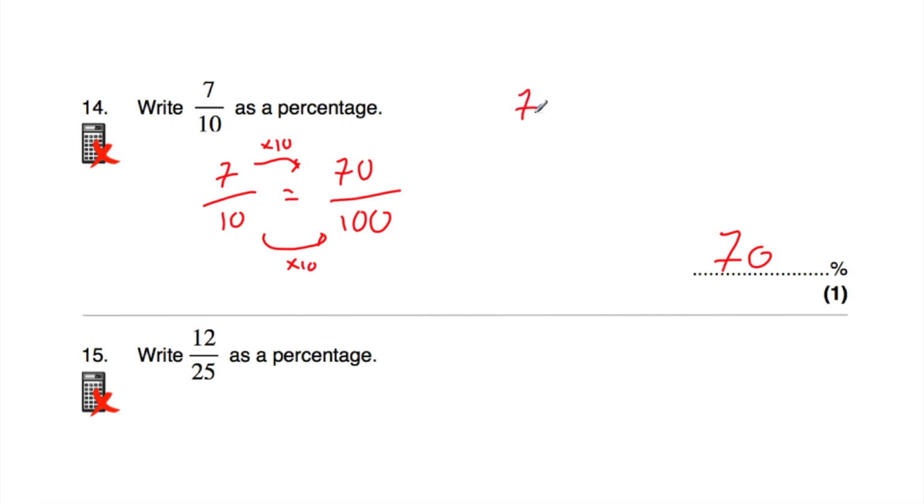Alternatively, we could take the numerator, the 7, and divide that by the denominator to get it as a decimal. So how many 10s go into 7? 0 remainder 7. How many 10s go into 70? That's 7. That's 0.7. And then you can times that by 100, which would be 70. So the answer would be 70%.